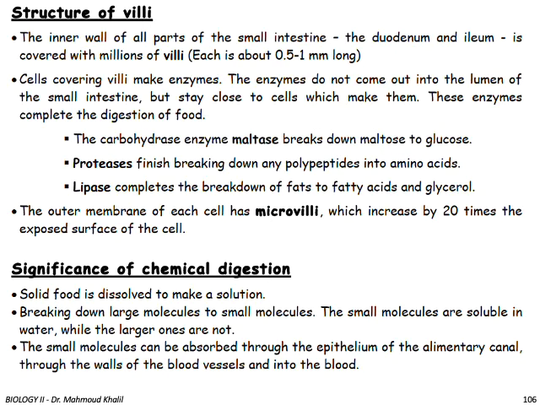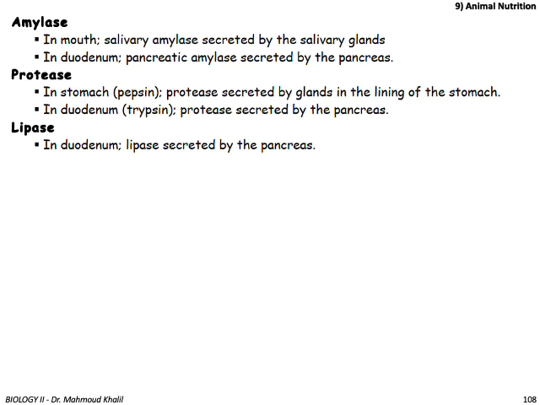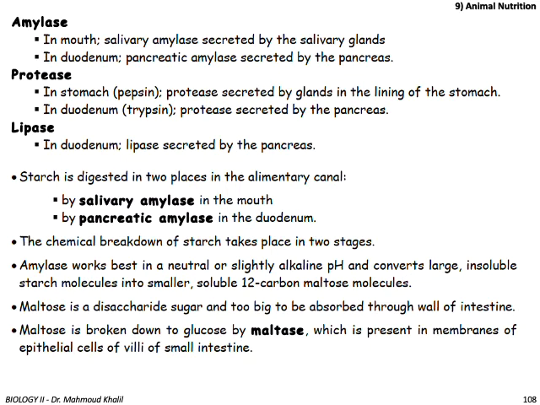So amylase in the mouth is secreted by the salivary gland, while in the duodenum amylase comes from the pancreas. The protease in the stomach is pepsin, and in the duodenum is trypsin, which is secreted as well by the pancreas. While the lipase in the duodenum is secreted by the pancreas.